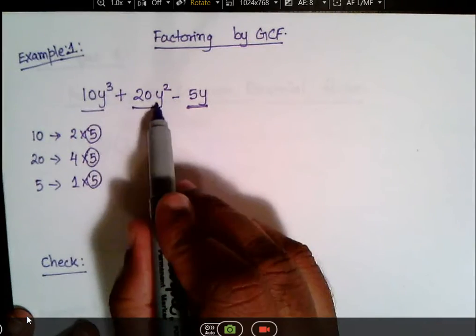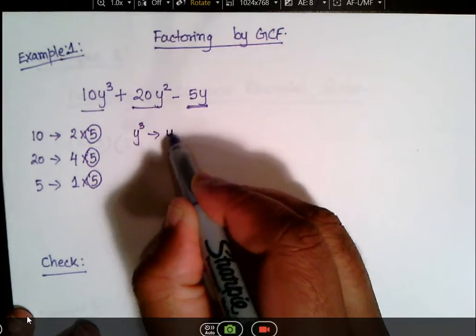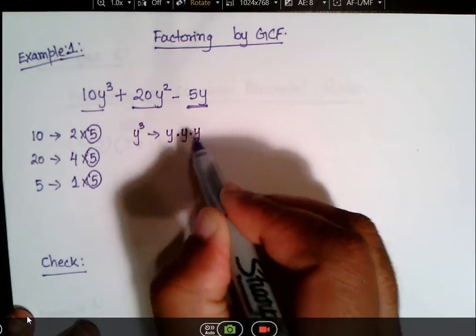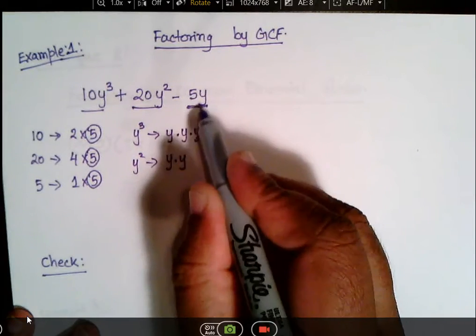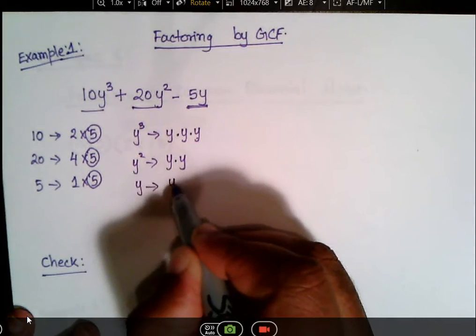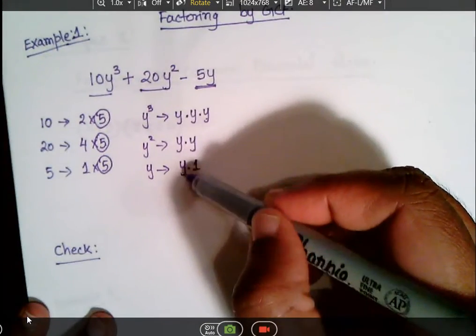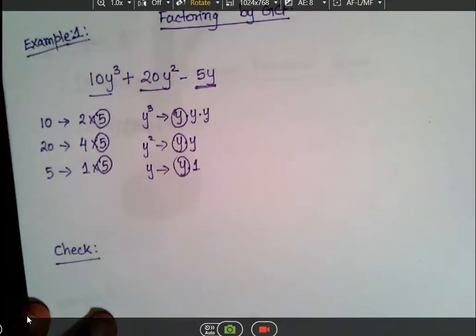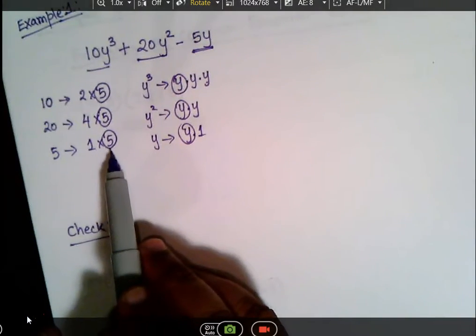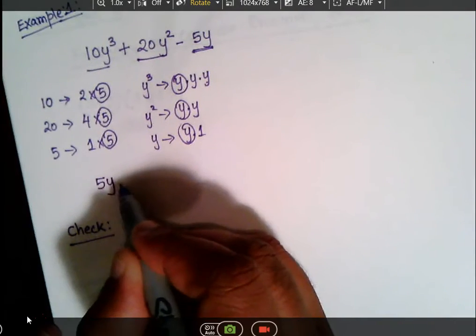Now I have to look at the variable part of each term. So I have y cubed, which is y times y times y. I have y squared, which is y times y. And I have a y, which is y times 1. Now I want to pull a greatest common factor out of these. The greatest common factor is a y. So I'm pulling out a factor of 5y. Alright, so my greatest common factor is 5y.